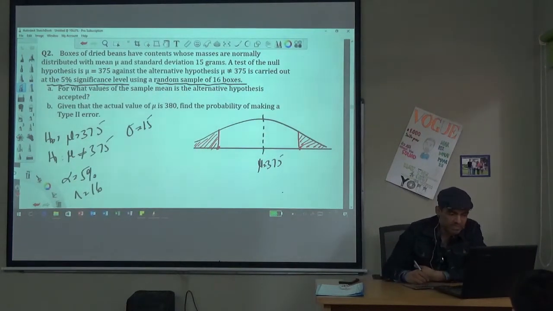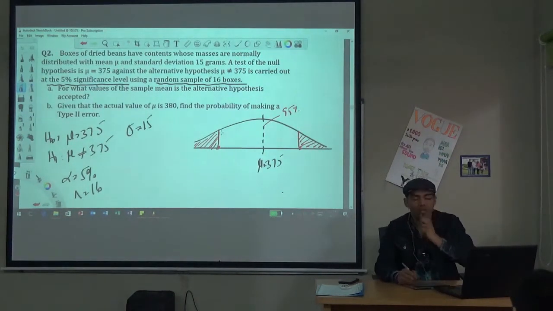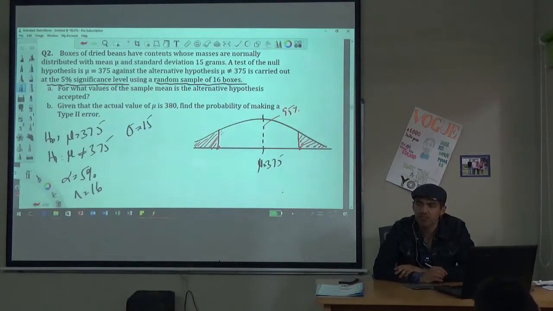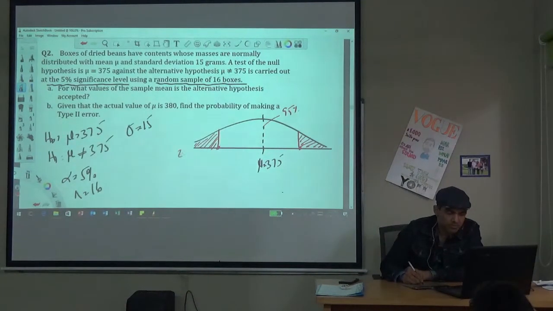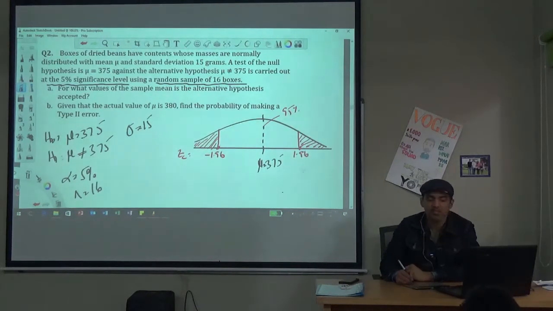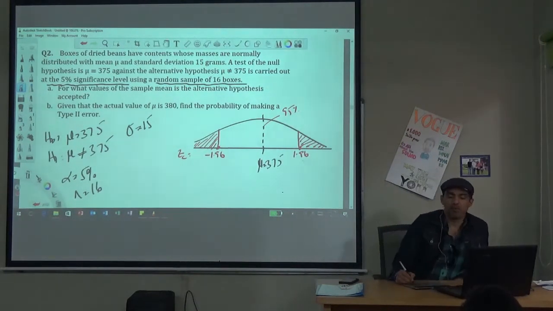So with a significance level of 5%, this middle area is 95, and 2.5 on each side, so 0.975. So I think the Z value is 1.96. Yes. So Z critical is minus 1.96 and 1.96. Let's convert the 1.96 Z critical to the X critical.